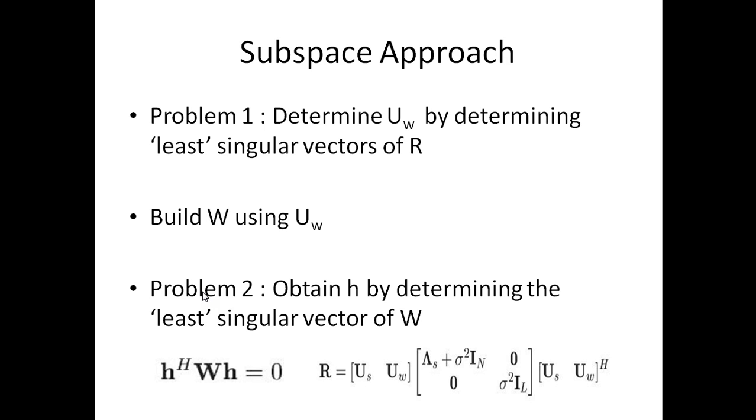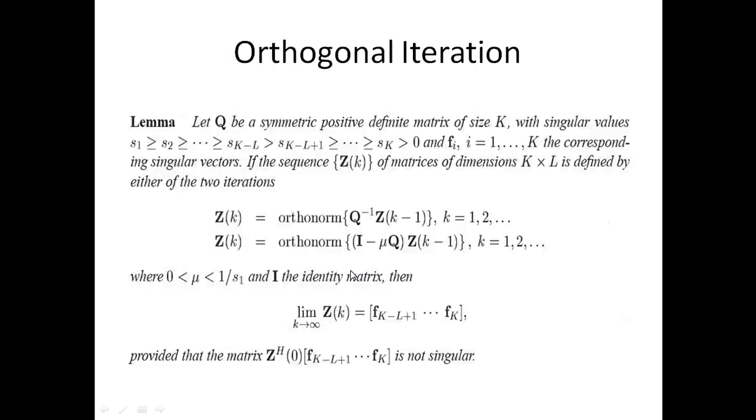Now the problem of determining UW is considered, where UW is the basis for the noise subspace. So we have to obtain the vectors UW, which will form the basis for the noise subspace, and later we can form the matrix W, with which we can do singular value decomposition and obtain the impulse response estimate H. This is done using a method called orthogonal iteration, which basically can be stated by the following lemma.